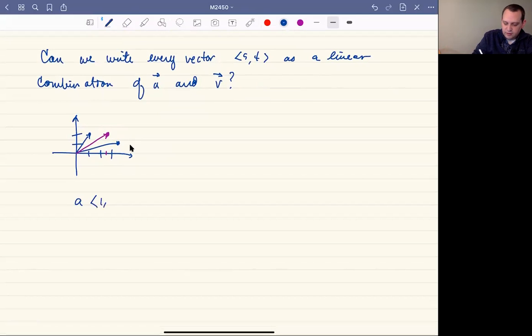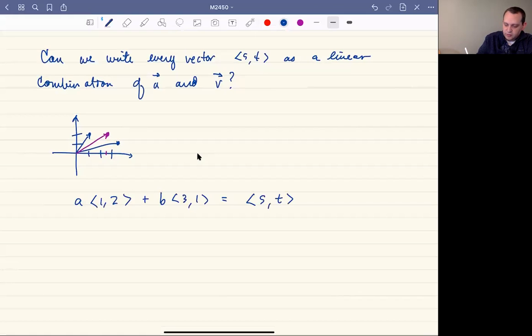So we want to figure out what constants do we need to multiply the vector (1, 2) by, and what constant do I need to multiply the vector (3, 1) by, so that if we look at this linear combination, we get the vector (s, t). And it turns out, you guessed it, this is a system of 2 equations and 2 unknowns. It's exactly the thing that we've been studying all semester.